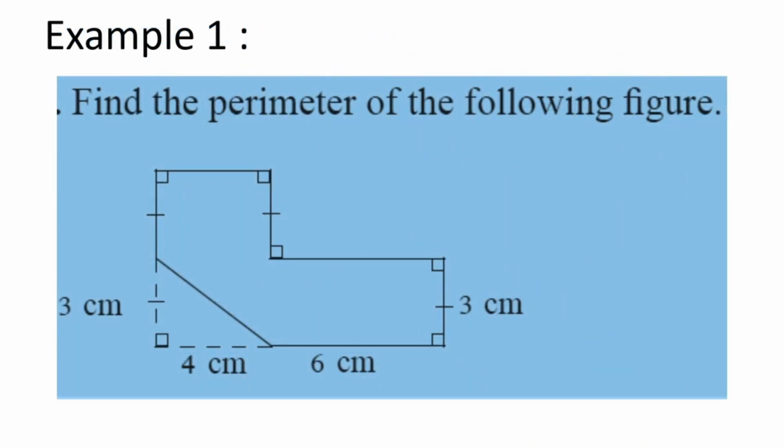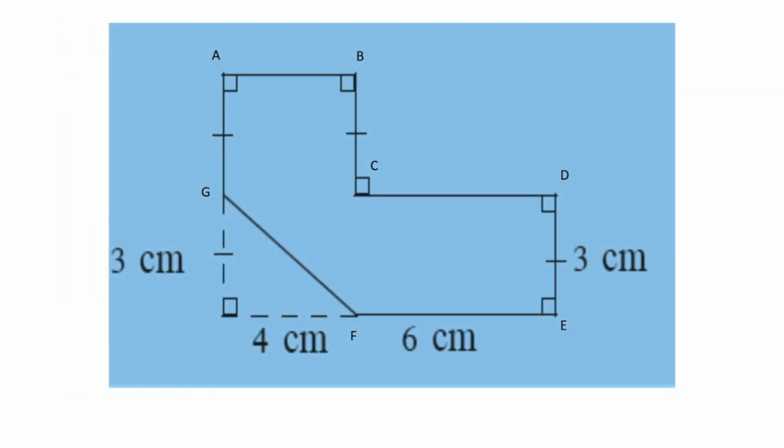Let us look at an example. You have to find the perimeter of the given figure. To make it easy and to understand better, I have labeled this figure with points from A to G. The perimeter of this is calculated by adding the lengths AB plus BC plus CD plus DE plus EF plus FG plus GA. That is how you get the perimeter of this figure.